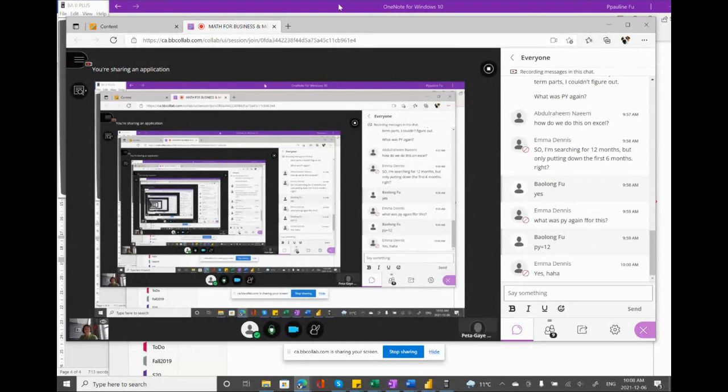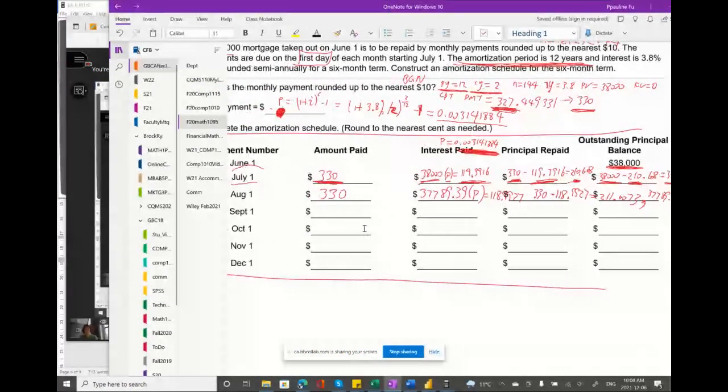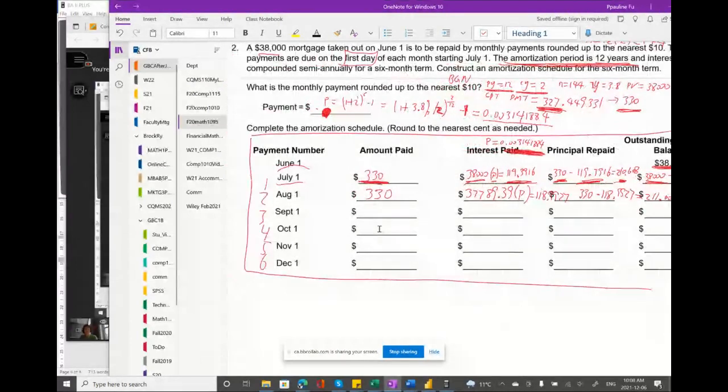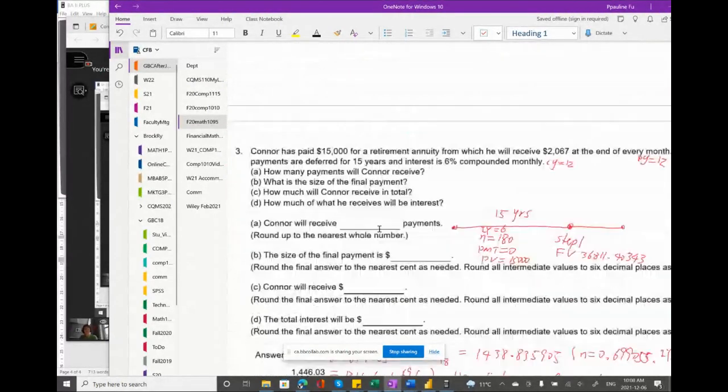Okay. So that is an amortization schedule.